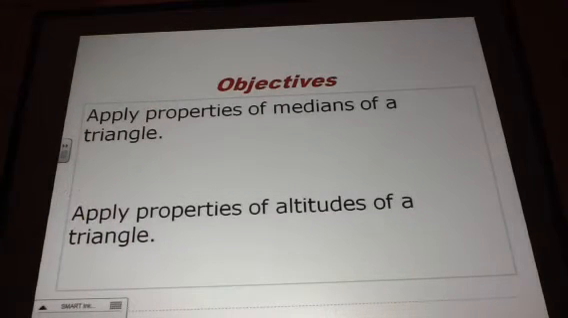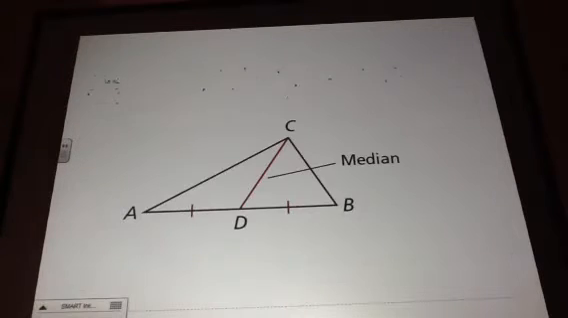Alright class, tonight we're going to do 5-3, medians and altitudes of triangles. Our objectives are to apply properties of medians and altitudes of a triangle.